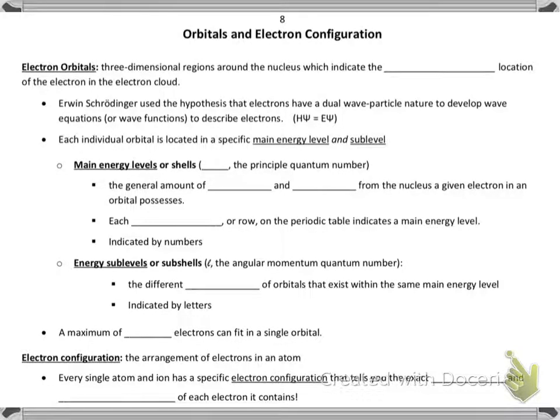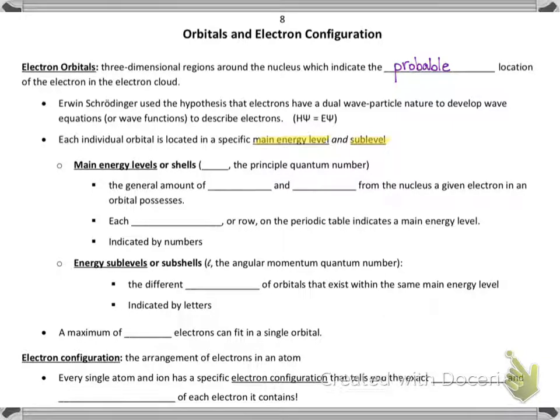Let's talk about the glorious and pesky particles known as electrons. Electron orbitals, of course, are the three-dimensional regions around the nucleus that indicate the probable location of the electron. Each individual orbital is located at a specific main energy level and a sublevel.